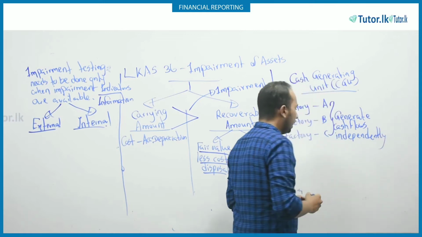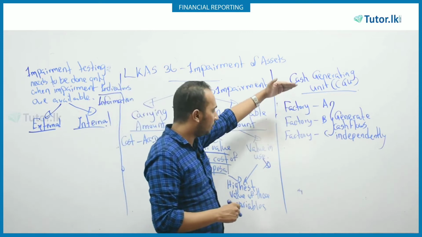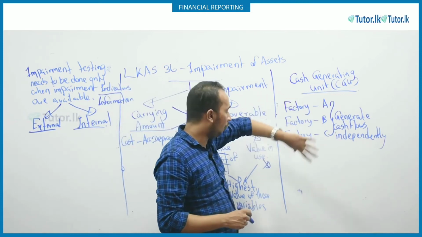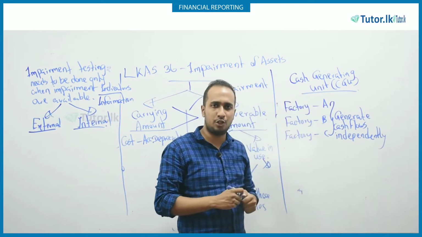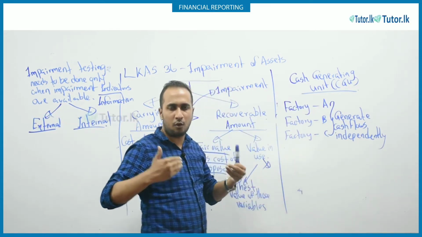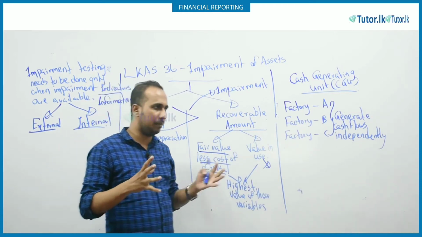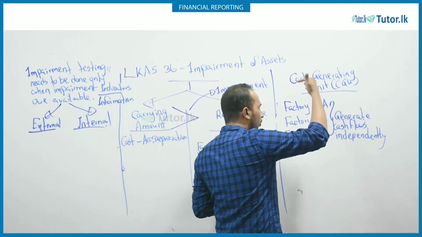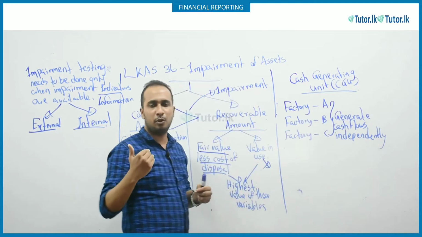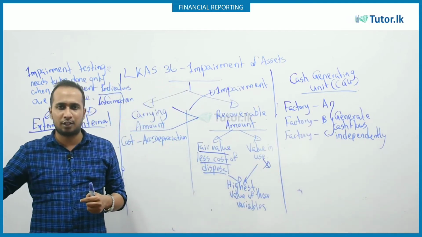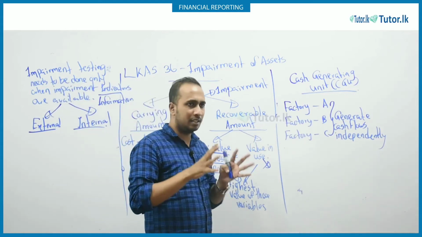Generate cash flows independently. I am referring to an example. If these factories generate cash flows independently, we can identify this factory A as a separate cash generating unit. The standard says we always try to identify the smallest identifiable group. Sometimes if we can go to the factory and there are divisions within the factory that generate cash flows independently of other assets, then we can call them a cash generating unit.